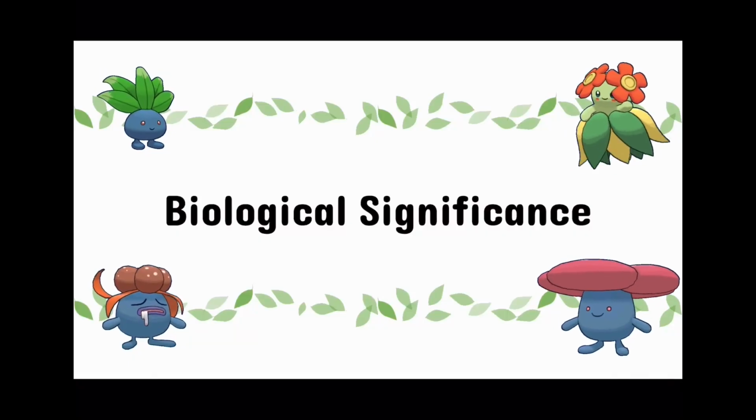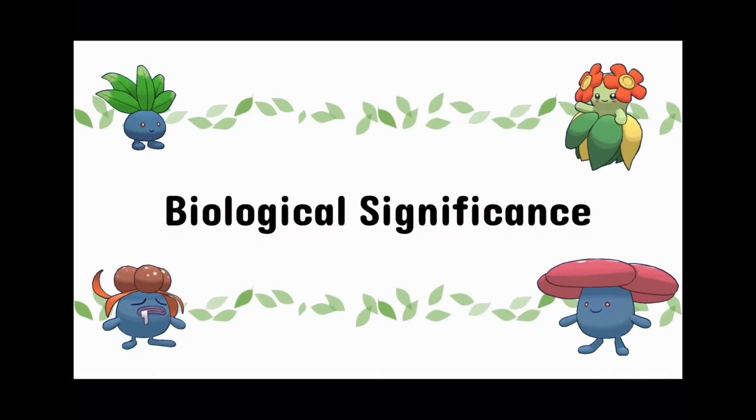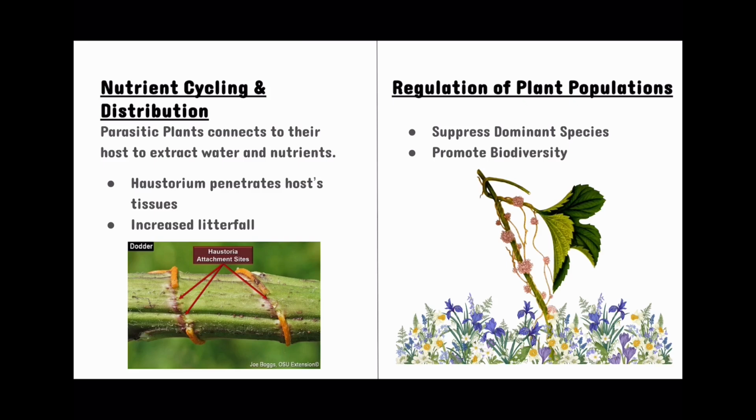So moving on, we will be talking about biological significance. One thing that a parasitic plant does is nutrient cycling and distribution. The parasitic plant uses its haustorium to penetrate through the host's tissue and then connect to the host's vasculature to extract water and nutrients. And because they keep taking away the water and nutrients, the host experiences either stunted growth or slowly dies. This will lead to increased litter fall.